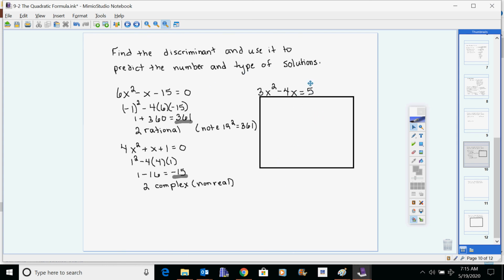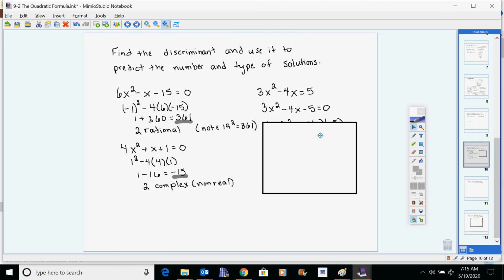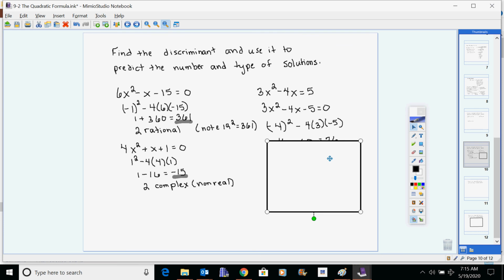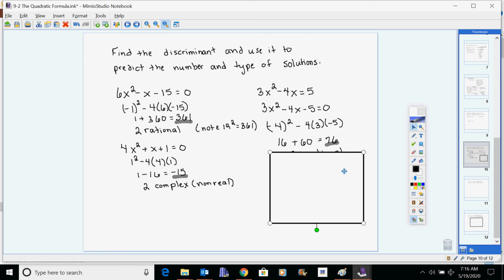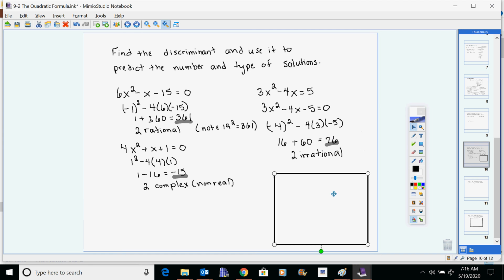This one, in order to be in quadratic form, you have to subtract the 5. 3, negative 4, negative 5. b squared minus 4ac. We get 76. That is not a perfect square, but it is positive, which means you have two irrational solutions. Okay? So that's that. One more thing to talk about.